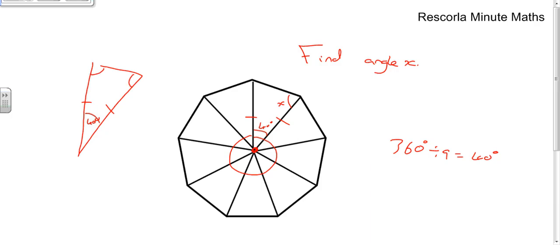So we've got a triangle which adds up to 180, and we take away that 40 degrees there, and we're left with 140 degrees. So these two have to add up to 140. So if we then divide that by 2, we get this one here as 70 degrees. And well done if you got that one.